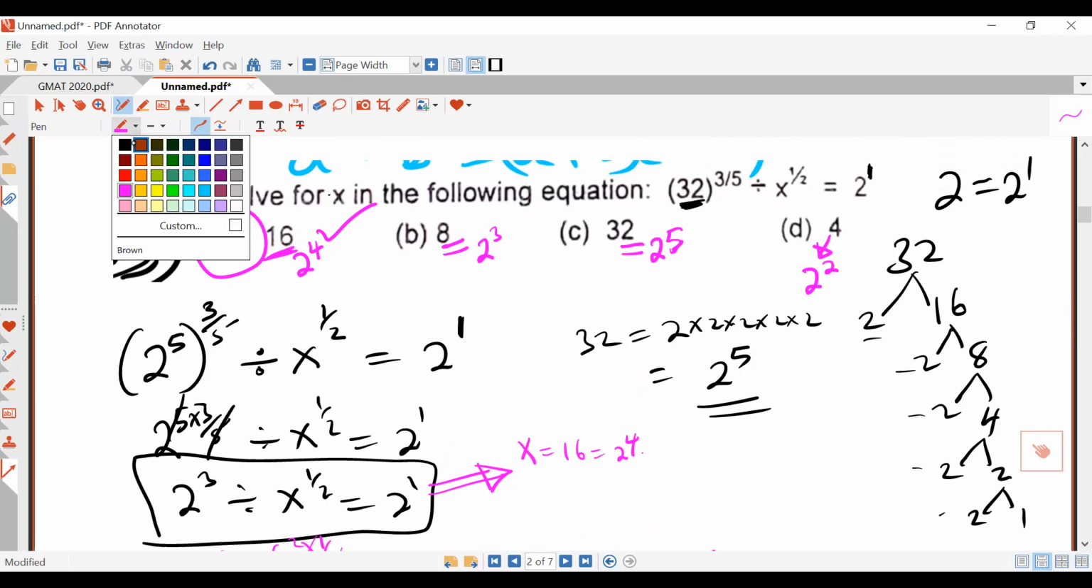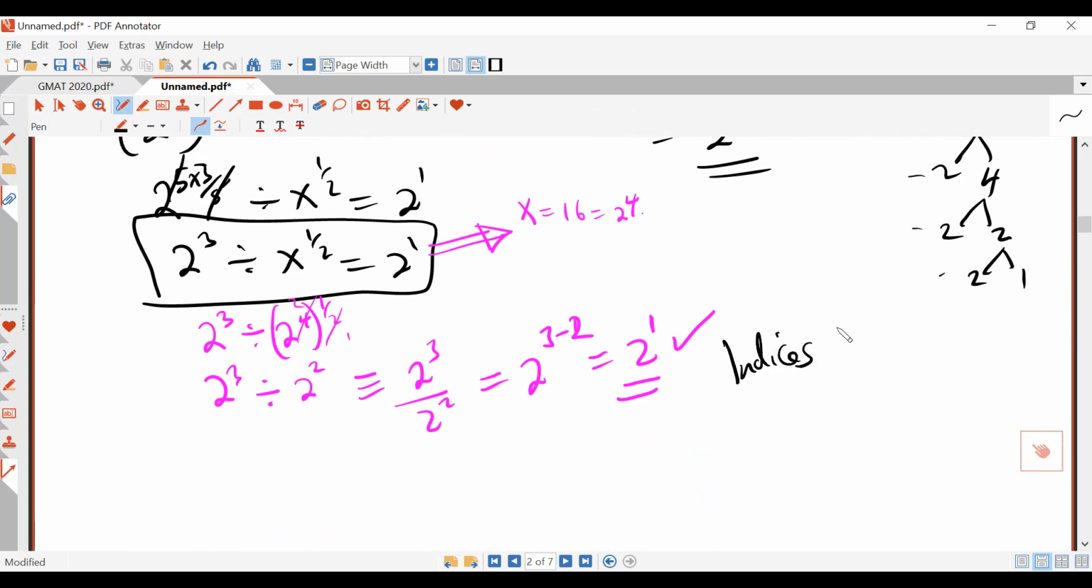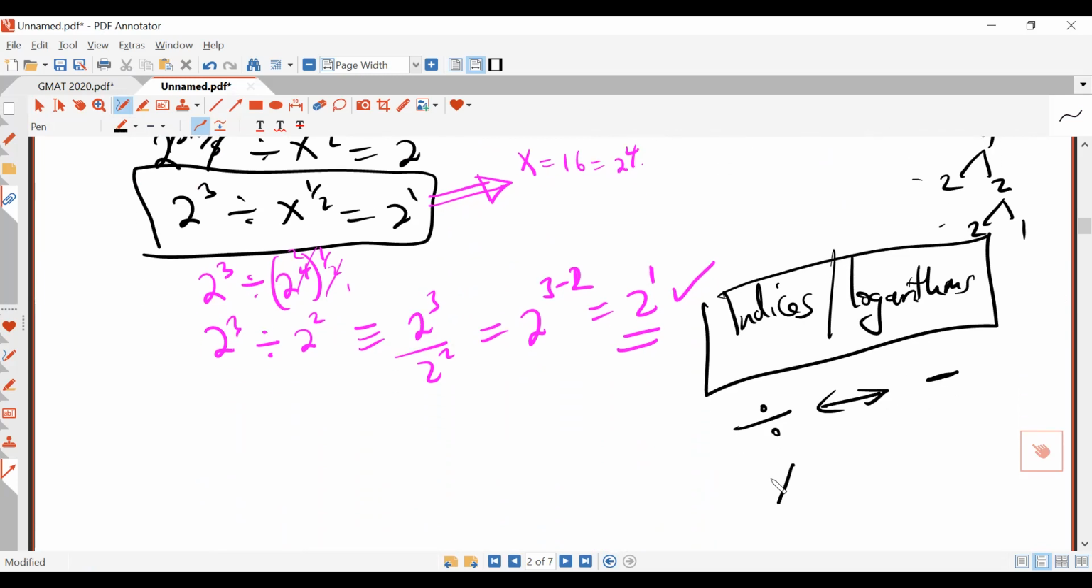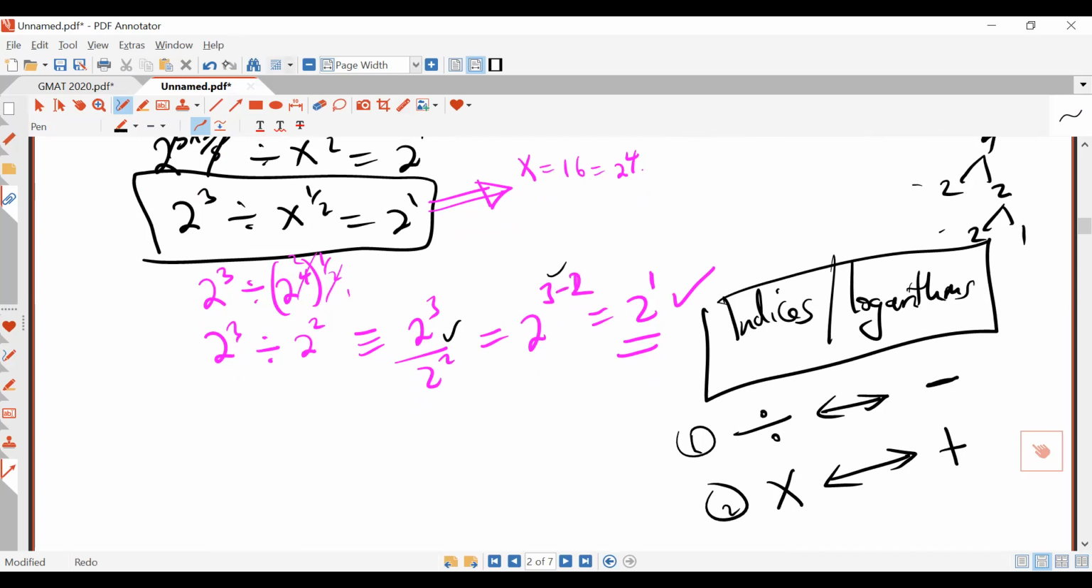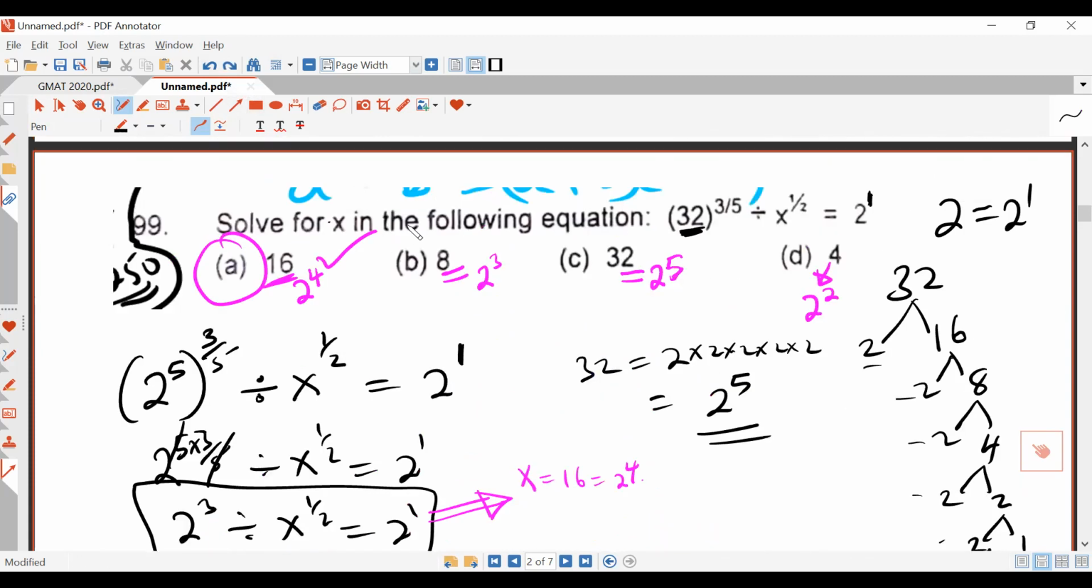So a quick recap here. When it comes to indices, or logarithms, we say that division goes with subtraction. Where you have multiplication, this one goes with addition. That is what we said. So here we've been dividing, so we subtract. That is how we can solve equations. If you have an equation, simply work backwards. Don't suffer with the math.